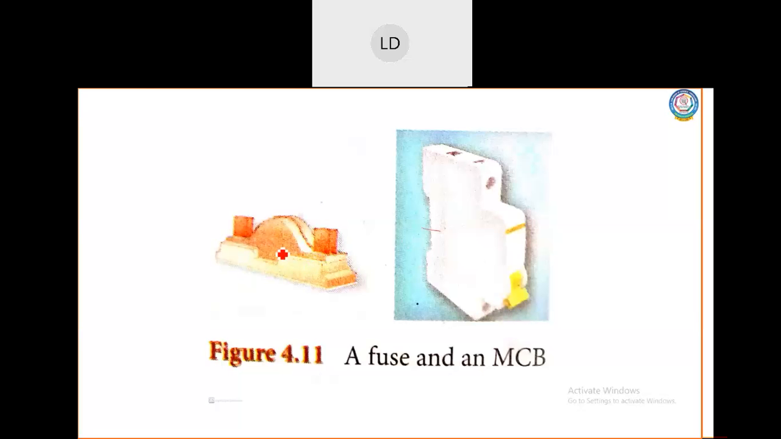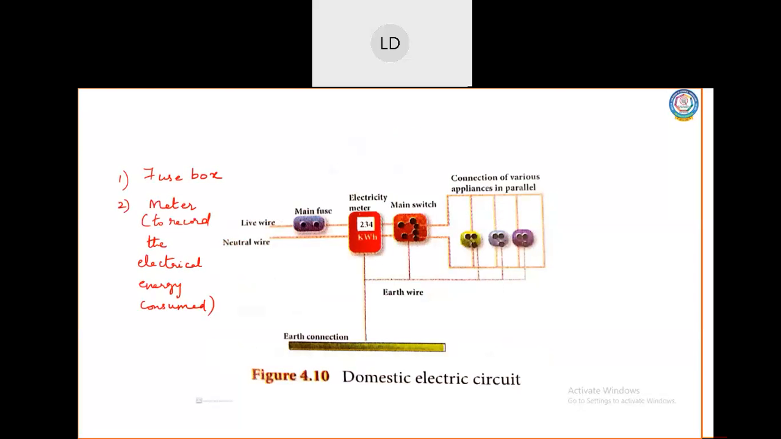Right. Now the electricity is brought to our houses by two wires. These are the two wires, children. One is a live wire, the other one is a neutral wire. The live wire has a red insulation and the neutral wire has a black insulation.